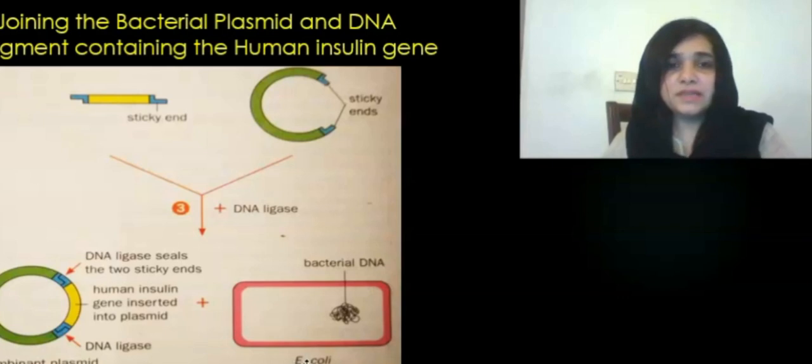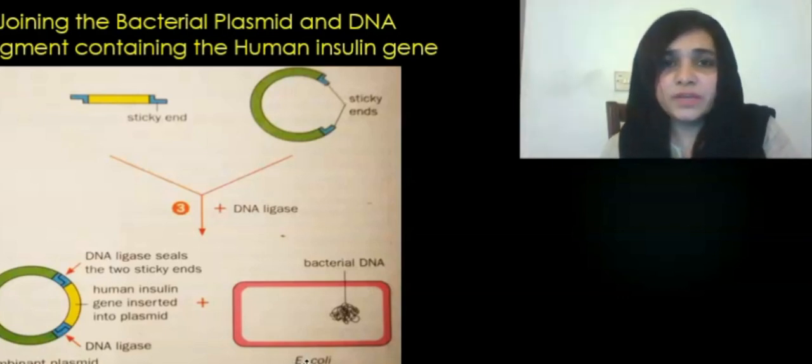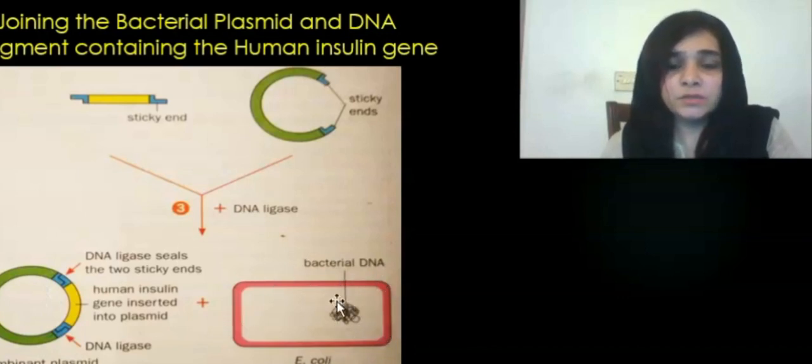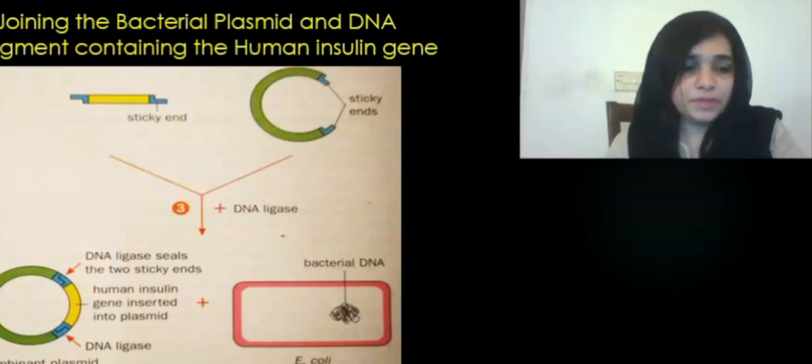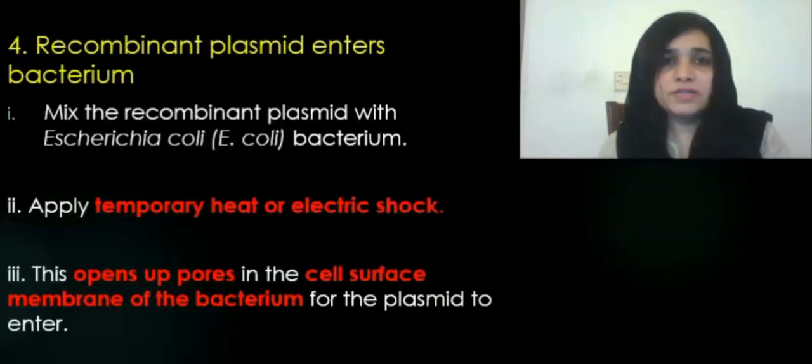After that, we are going to insert this recombinant plasmid into a bacterium known as E. coli. Here, a bacterial cell is shown, E. coli, Escherichia coli. We are going to insert the recombinant plasmid into that bacterium. This bacterium already contains its own bacterial DNA. The fourth important step: the recombinant plasmid enters the bacterium.